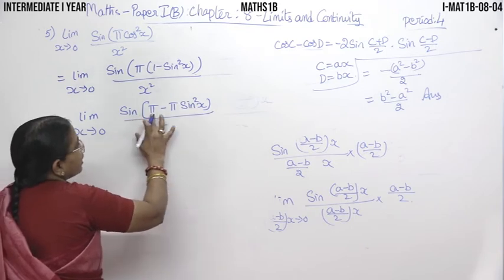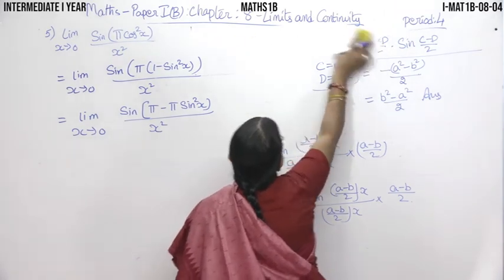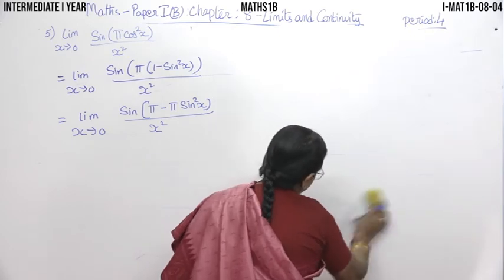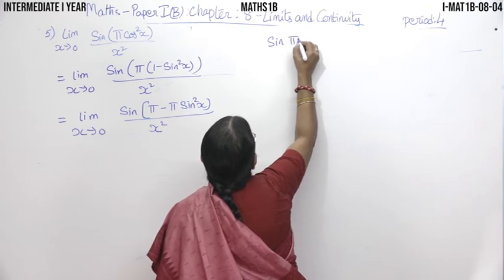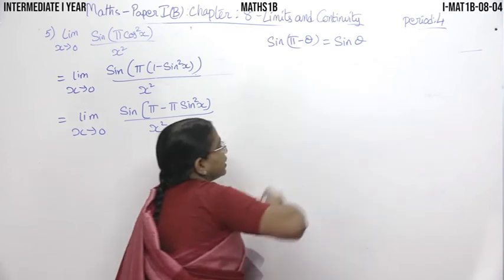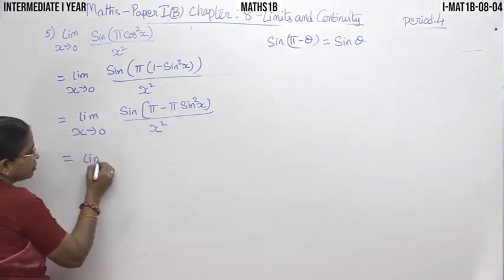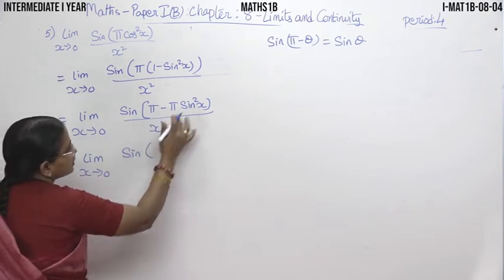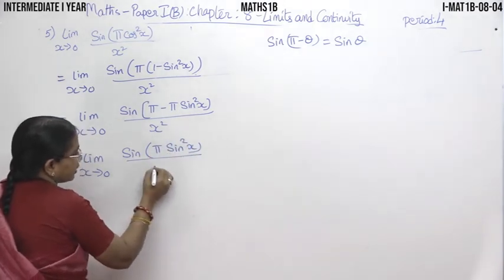Now you know sin 180 minus theta, sin pi minus theta. What is sin pi minus theta? It is in the second quadrant. In the second quadrant, sin is positive. So we know that sin of pi minus theta is equal to sin theta only. Sin remains sin because it is pi. So limit x tending to 0 of sin of theta. What is our theta here? Pi sin square x by x square.